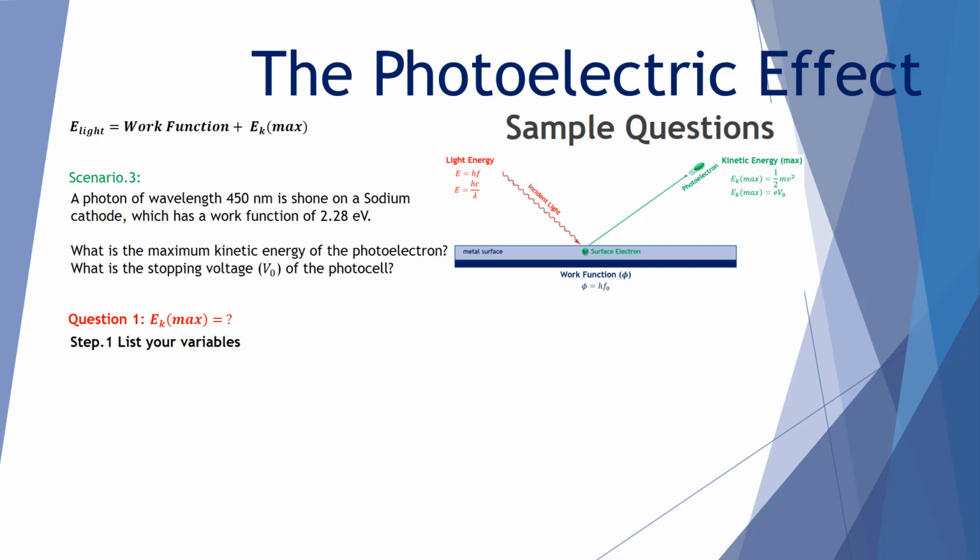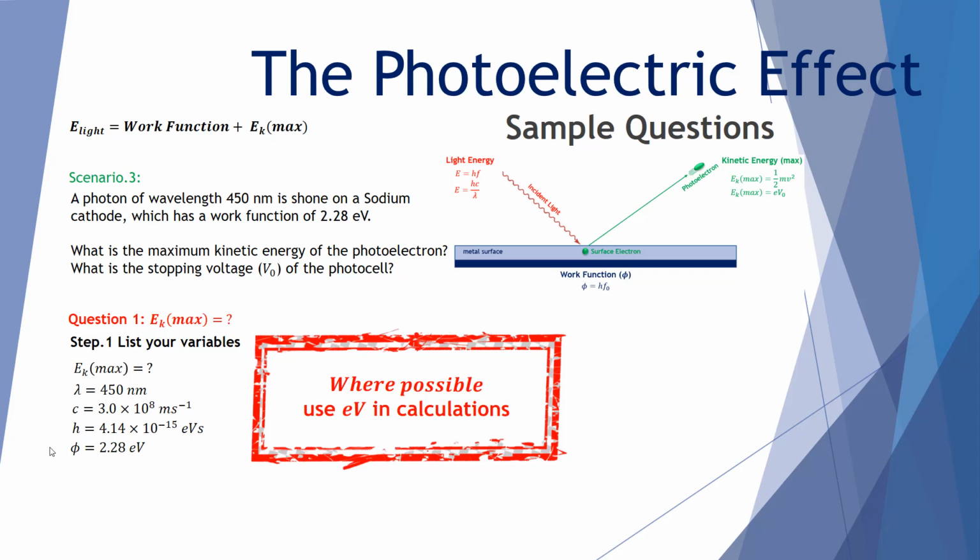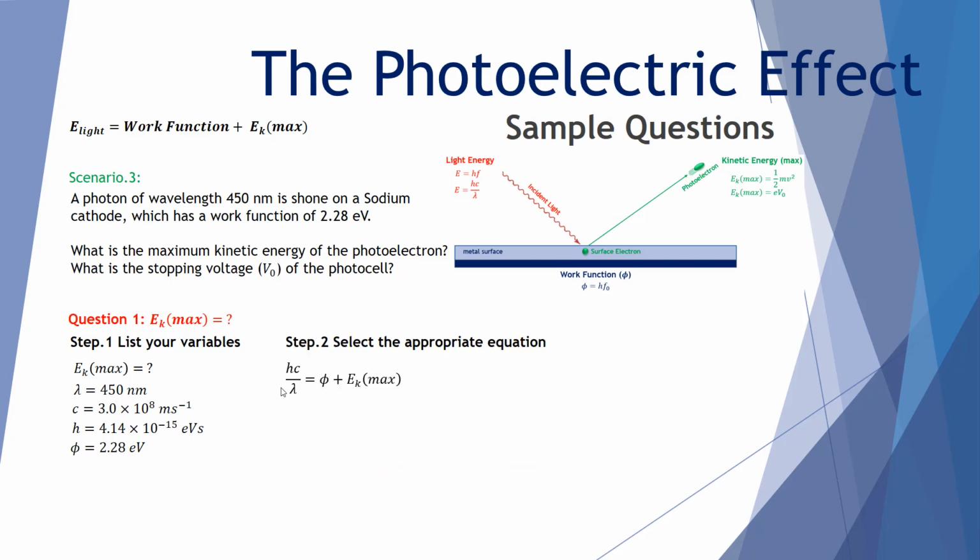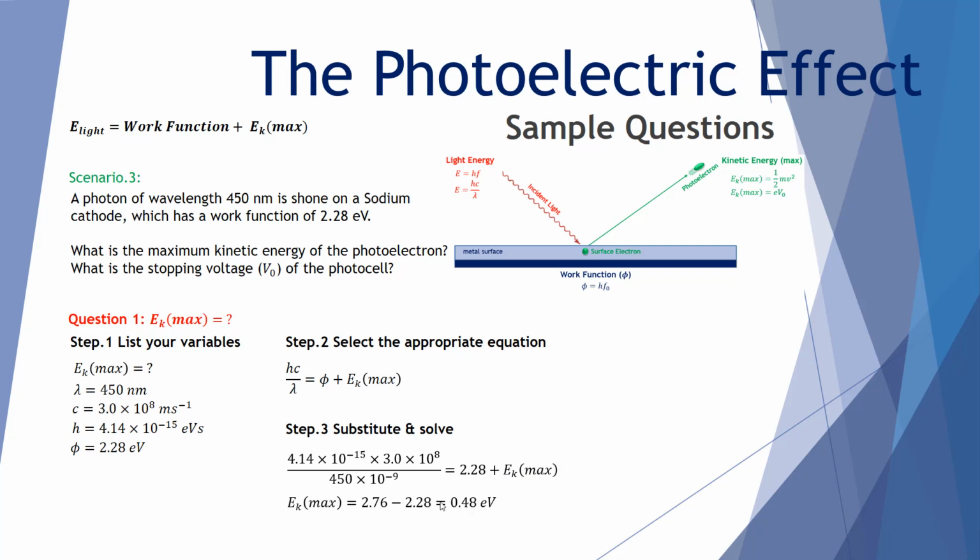So question 1, it's maximum kinetic energy. Again, we try and use electron volts where we can. We have the wavelength of 450 nanometers. We have the speed of light as a constant. We have Planck's constant in electron volt seconds, and we have the work function as 2.28 electron volts. hc over lambda, the energy of the incident light, is equal to the work function plus the maximum kinetic energy. Let's sub our values in. So there's our h value, there's our c value. Our wavelength is 450 nanometers, 10 to the negative 9, and that's going to be equal to 2.28 plus the kinetic energy max. So the maximum kinetic energy comes out to 0.48 electron volts.